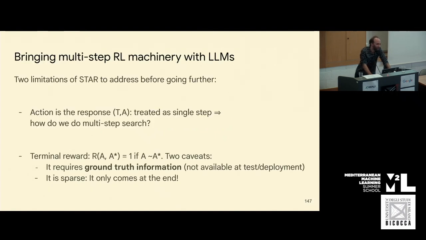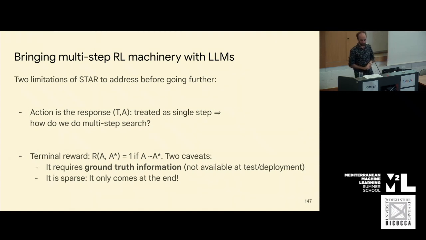A lot of planning is almost by construction multi-step. If you only have one step ahead, you don't really see into the future. You just have to choose the best action. So there are two limitations of STaR to address before going further. The action is the response, and it's treated as a single step. So how do we turn this into a multi-step problem so I can progressively construct my solution, as opposed to I sample an answer and just see if it's good or bad? So that's the first question.